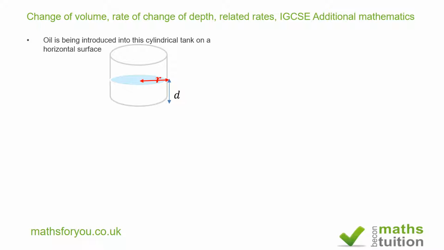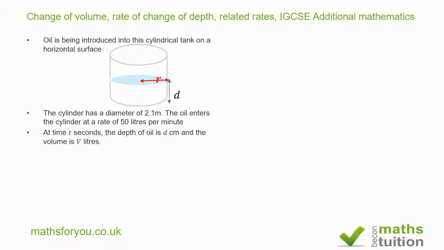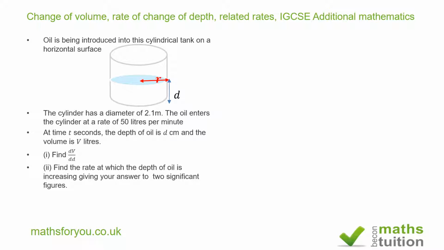Now, it then says the cylinder has a diameter of 2.1 meters. The oil enters the cylinder at the rate of 50 liters per minute. At time t seconds, the depth of oil is d centimeters and the volume is v liters. For part 1, it says find dV by dt, which is a ratio.